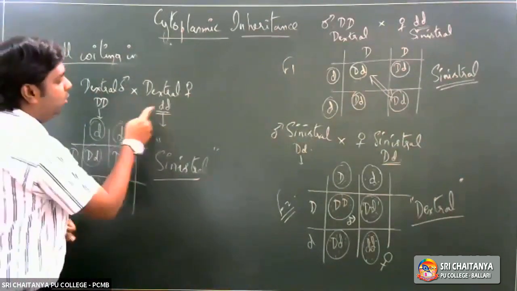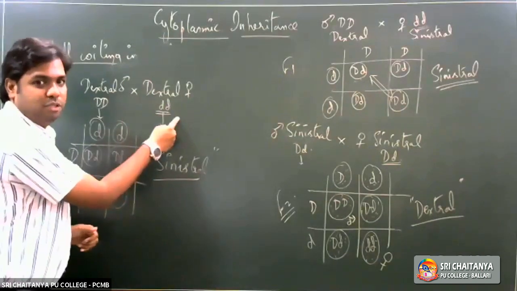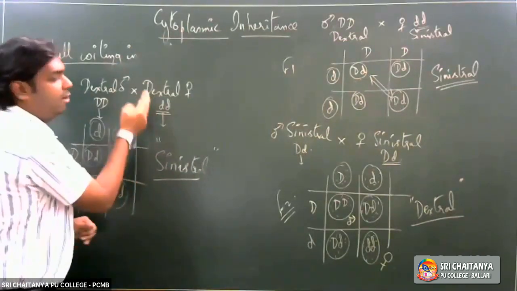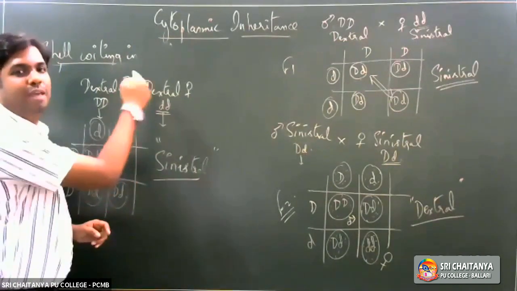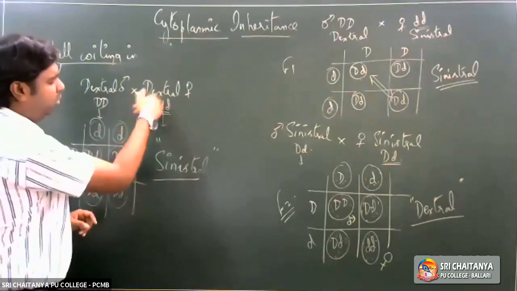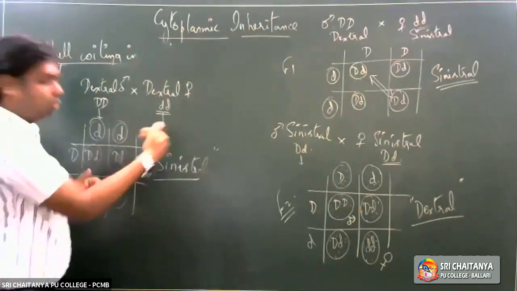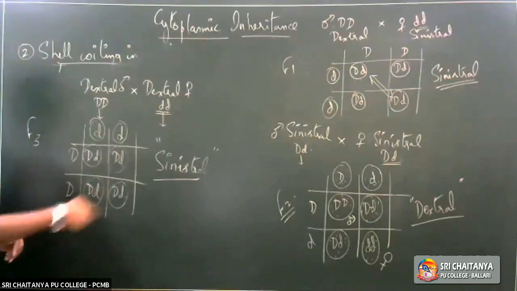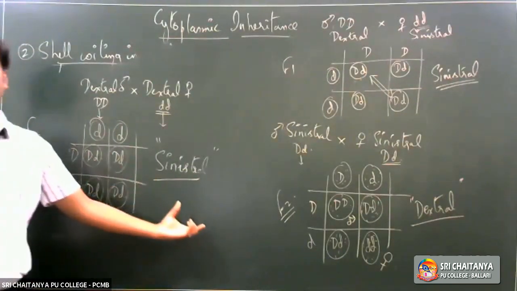In the third condition, the dextral female is showing dextral type of coiling. But since both the alleles are recessive, this female individual will not produce proteins during its lifetime. Therefore, all the F3 progeny will show sinistral type of coil.